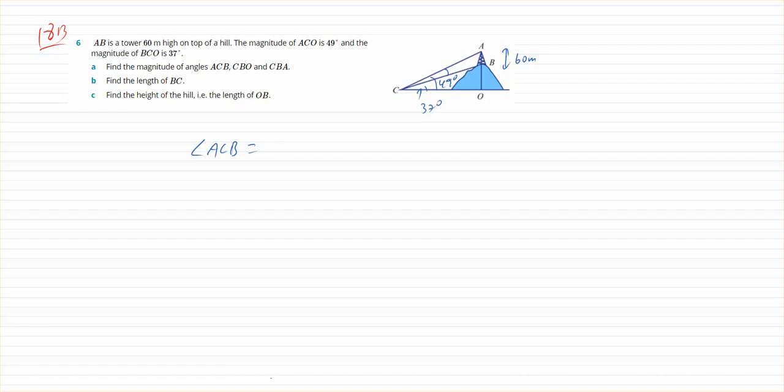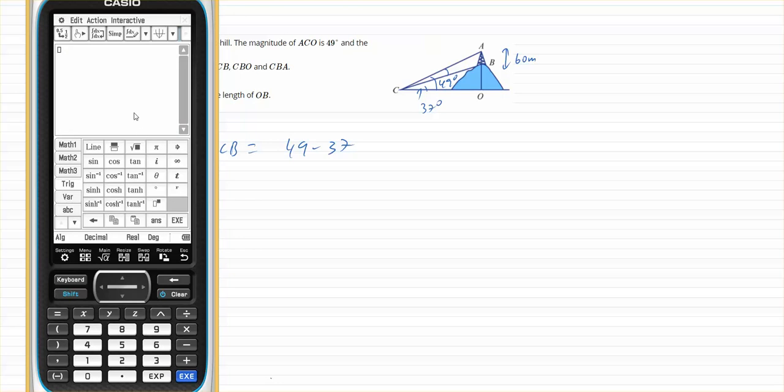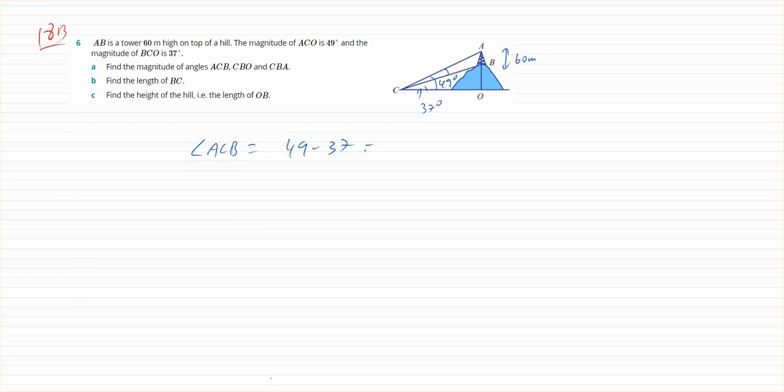Now since the total angle is 49 and BCO takes up 37, ACB is just a subtraction of 49 and 37. So we get 49 minus 37, we get 12. So it's 12 degrees.